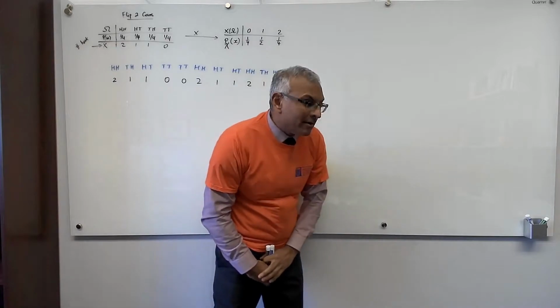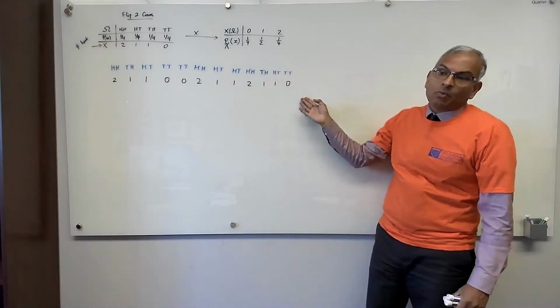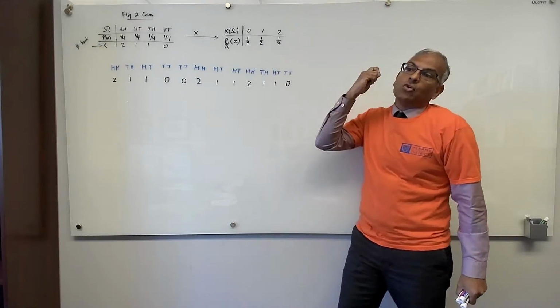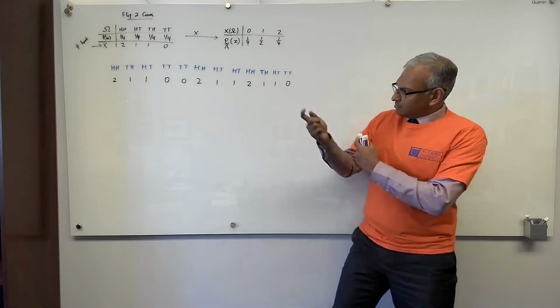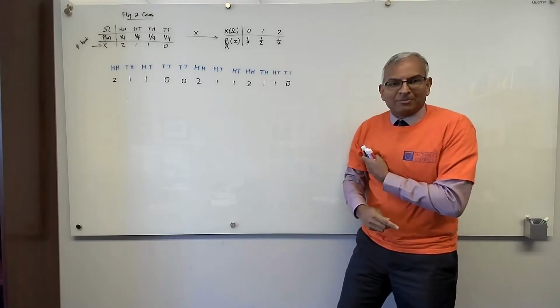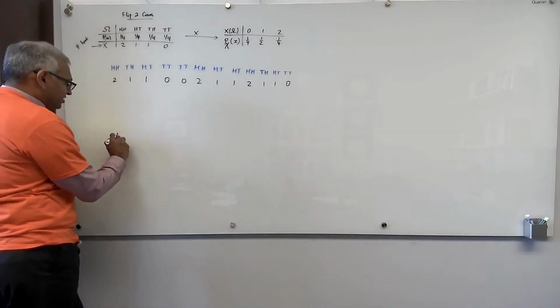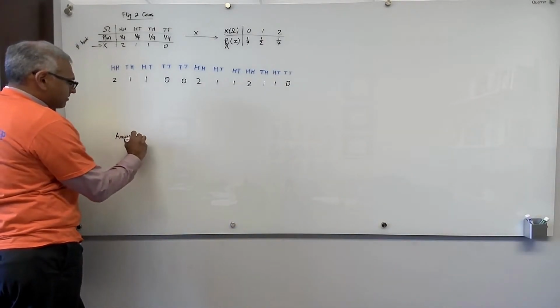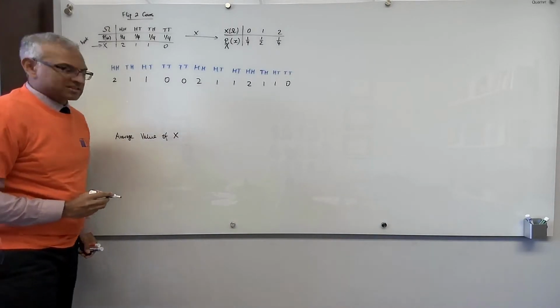And now we might ask, we've done this experiment many, many times. What's the average value for your random variable? What's the average value for your measurement that you observed, if you did this experiment many, many times? So let's compute the average value of X.